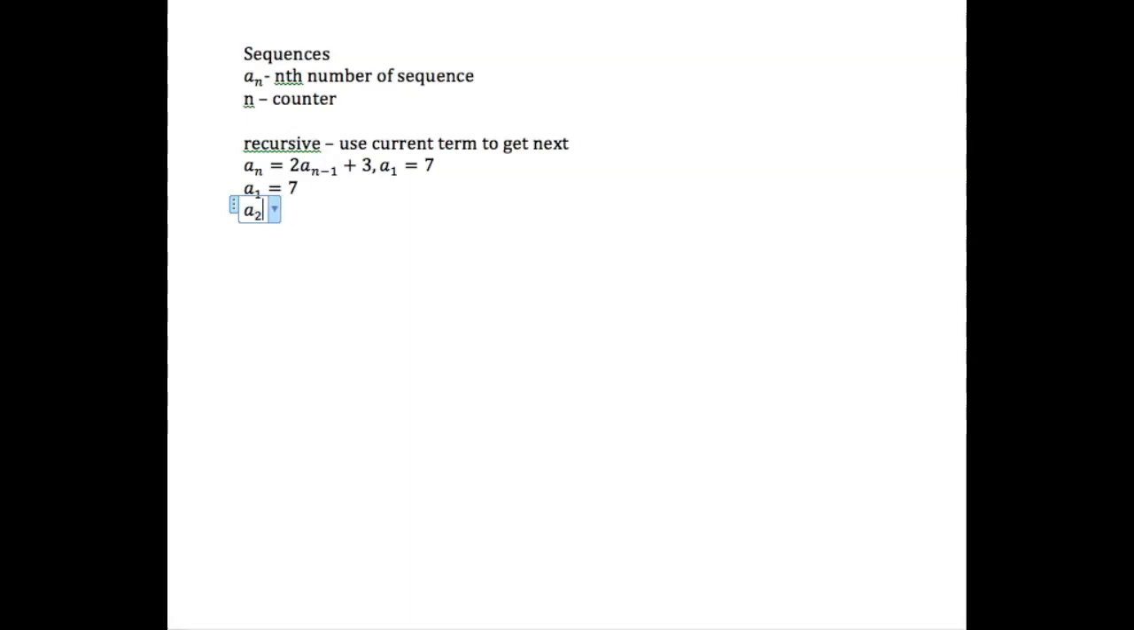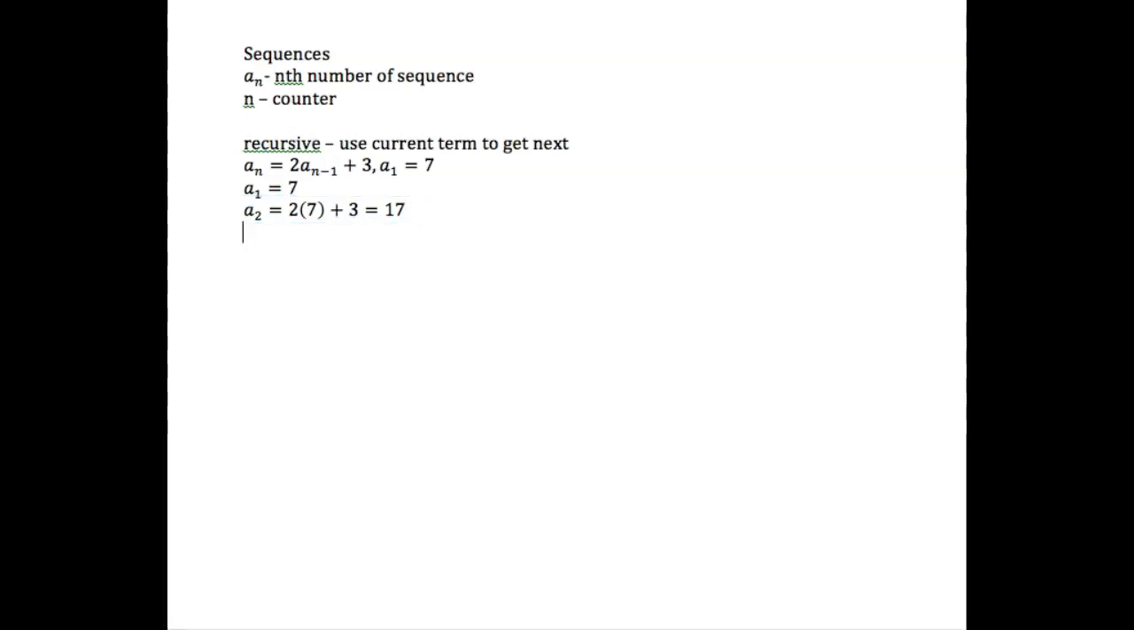Here's a_2. So a_2 says I'm going to take 2 times the term that came before. The term that came before was 7. a_1 was 7. I'm going to multiply it by 2 and add 3. 2 times 7 plus 3, that sounds like 17 to me. So there's the second term of my sequence.